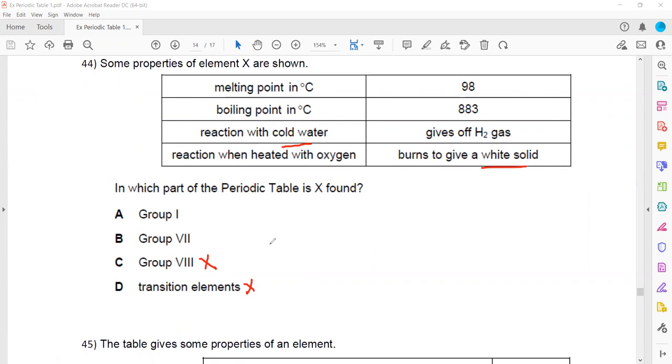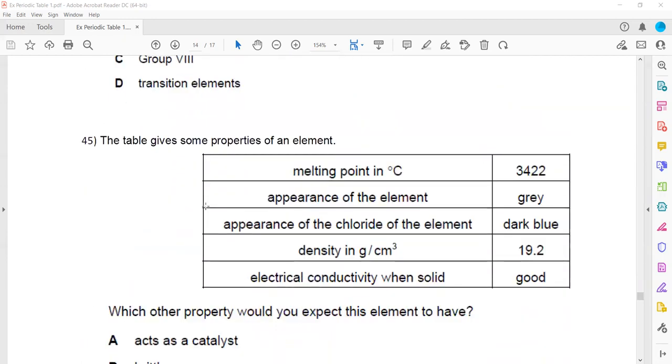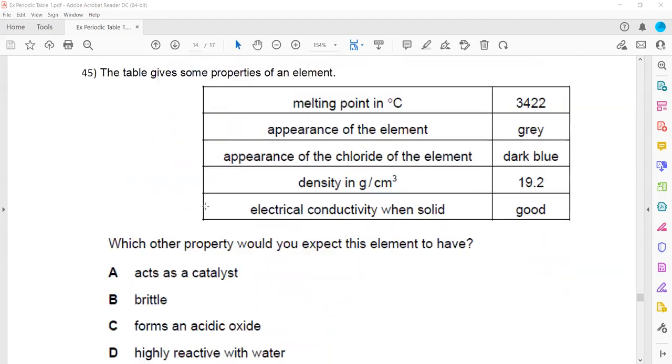But group 1 elements, when they react with water, give off hydrogen. Like lithium reacts with water, it will give lithium hydroxide plus hydrogen gas. So that's why A is the right answer. Group 7 does not. Some of them can dissolve in water, but they don't give off hydrogen gas.